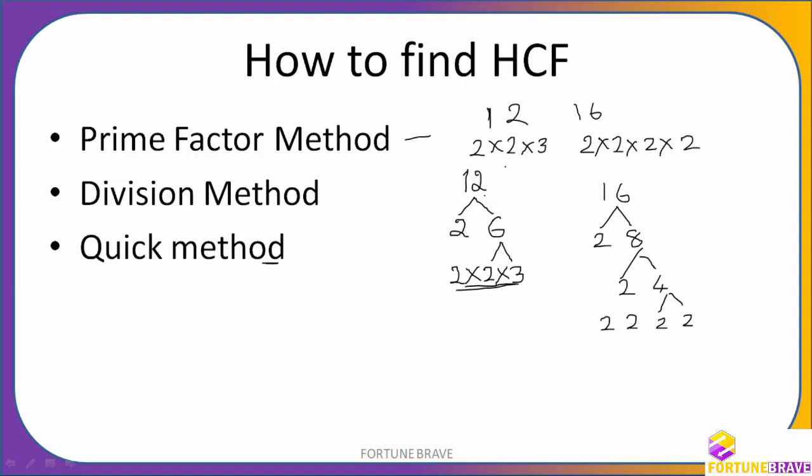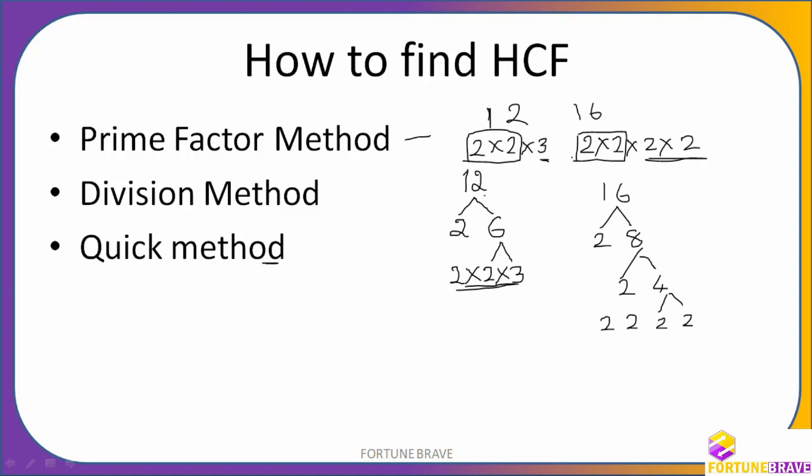Prime factor method, what we'll do is we'll first find out the prime factors. Once we find the prime factors, then we'll find what is common here. 2 into 2 is here and 2 into 2 is here. So this is the extra in 12 and these are the extra in 16.